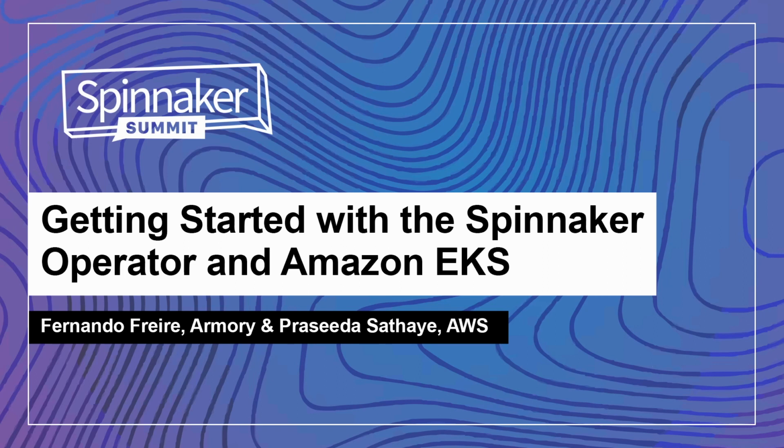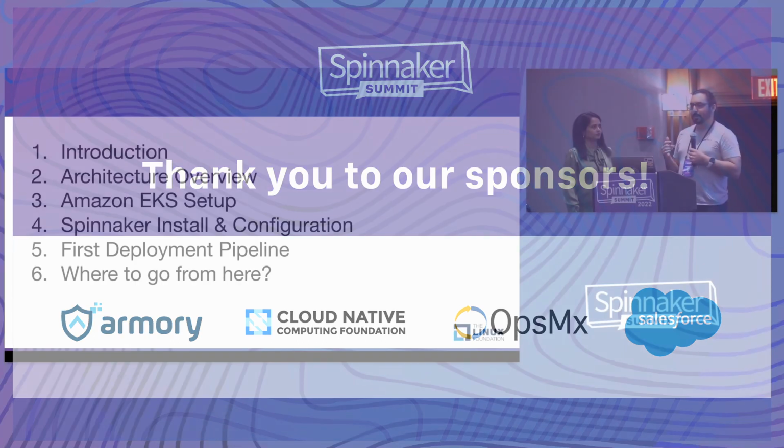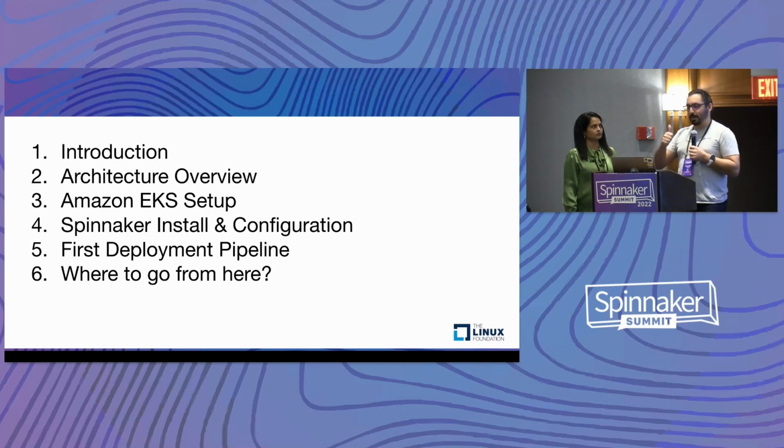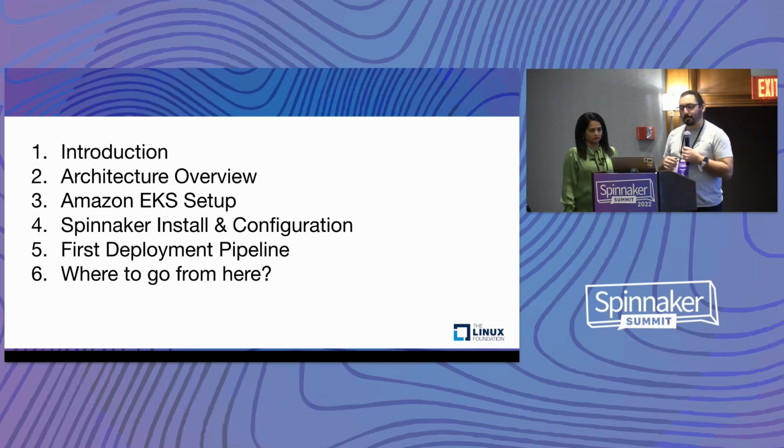We're going to be talking about getting started with Spinnaker Operator and Amazon EKS. This is what we're going to be going through today. We're going to give you an introduction. This is a very intro-level talk, so if you're super familiar with Spinnaker, we're going to cover some very familiar ground today. We're going to share some high-level concepts around Spinnaker and what it's for, how to get going with Amazon EKS, and then how to go through the operator install and then configuration of Spinnaker itself. We'll also show you a little bit about your first deployment pipeline and where you can go from there.